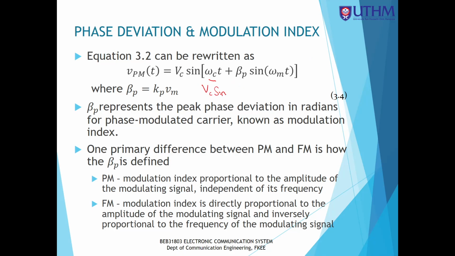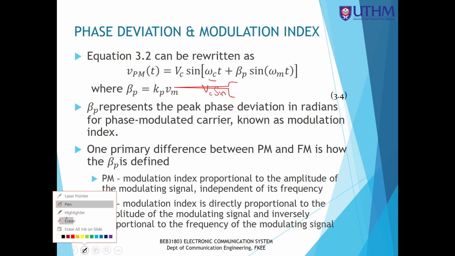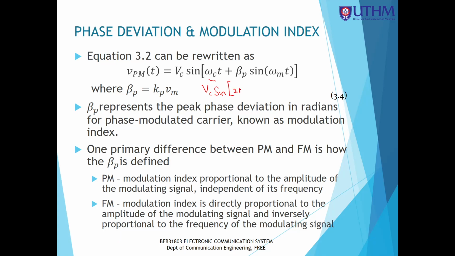So this is Vc sine in bracket 2 pi fct plus Kp Vm sine 2 pi fmt. We can replace KpVm with beta P. Beta P is the modulation index for the phase modulation equation, PM.